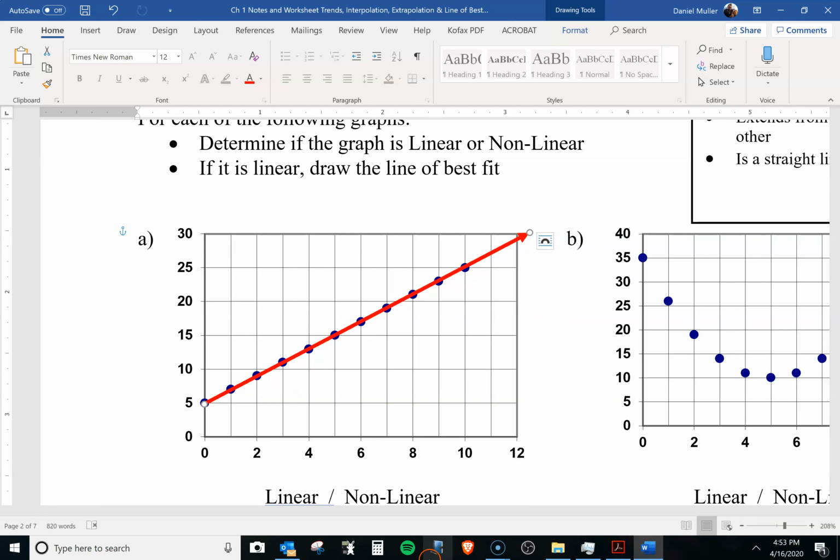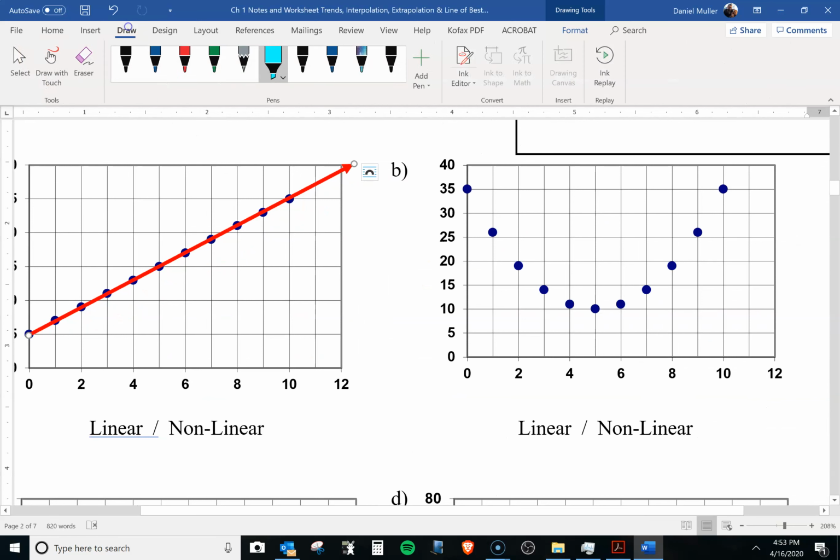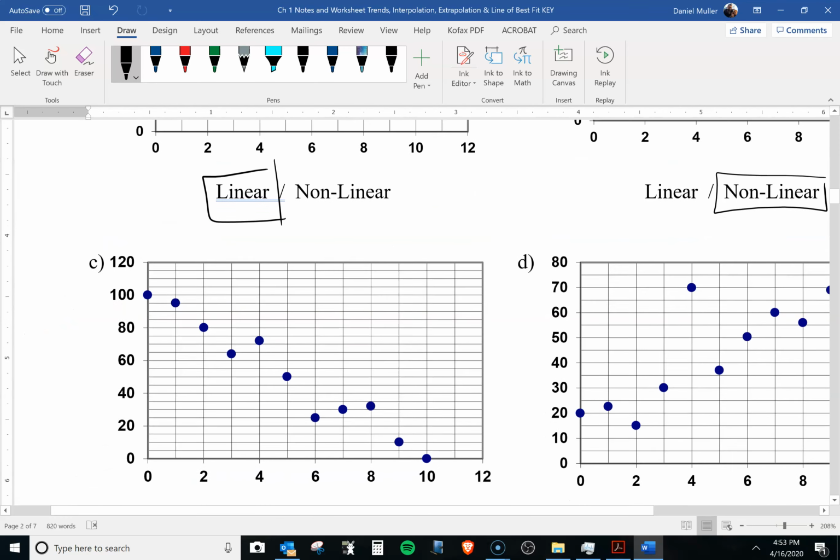Now, for question number 2. Is this graph linear or nonlinear? The first one was linear. The second one is clearly not linear. And if it's not linear, we don't need to draw a line of best fit. That'll be something we look into later on in grade 11.